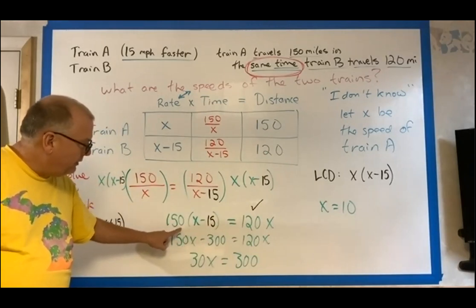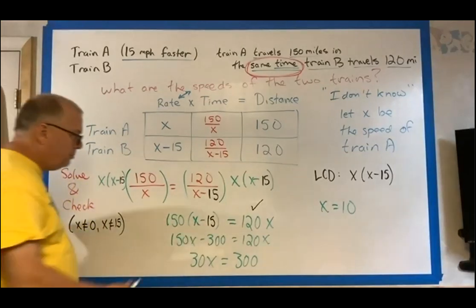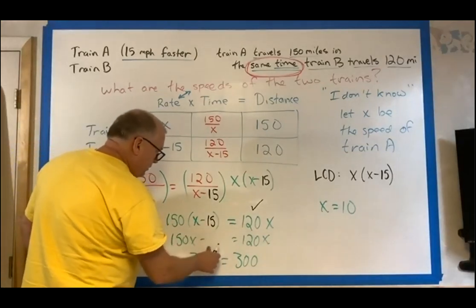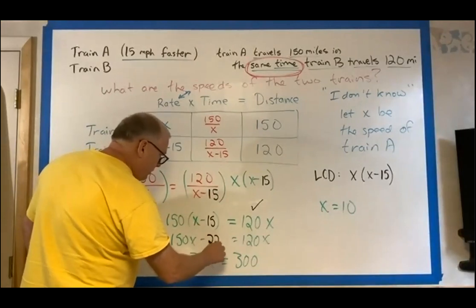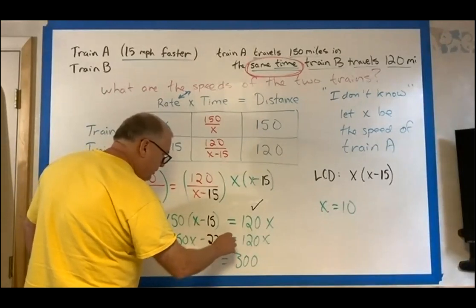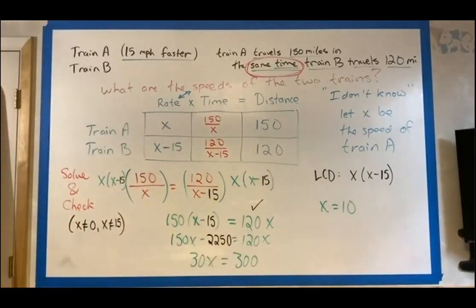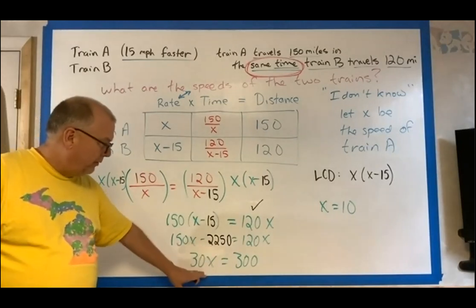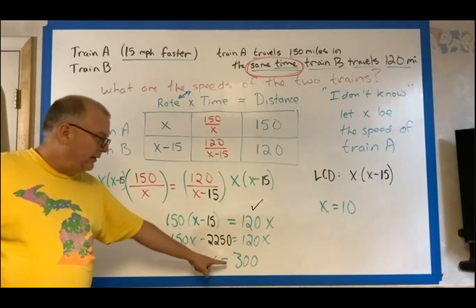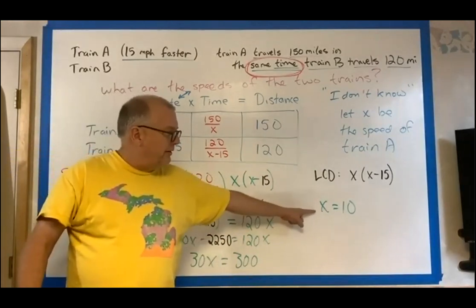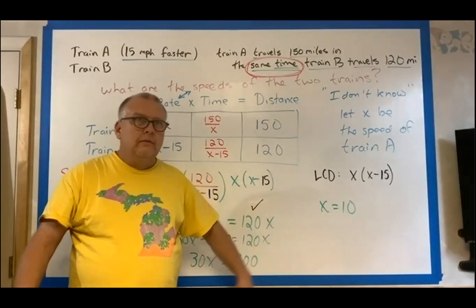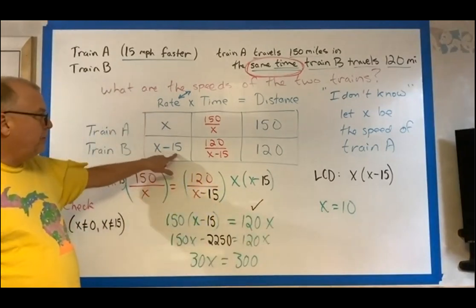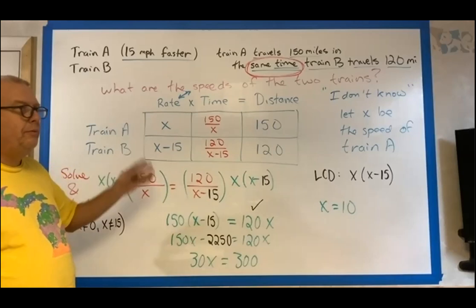What's 150 times 15? I'm going to pull out my calculator for that. 2,250. Good. That's better. Now you might say, no, that's worse. That's a terrible number. I'd rather have the 300 back. On the other hand, are you going to look me in the eye and say that train's going 10 miles an hour? Well, maybe. But then the other train's going minus 5 miles an hour. And we knew we were in trouble.